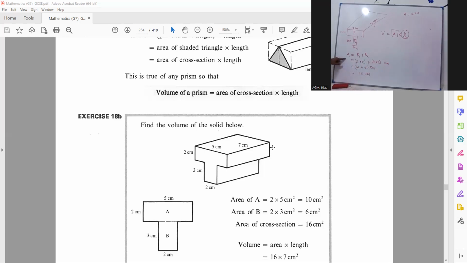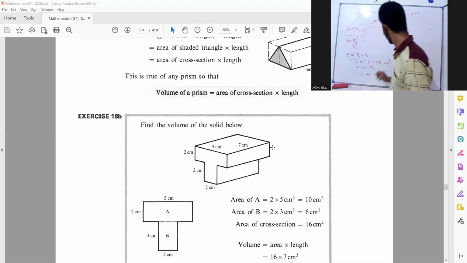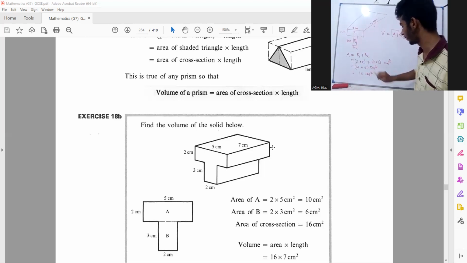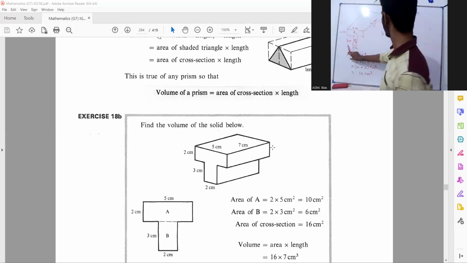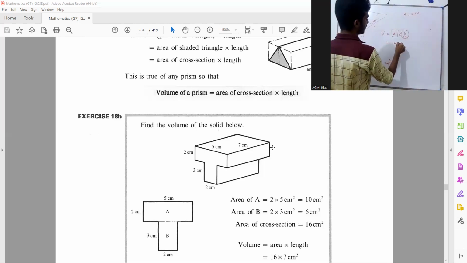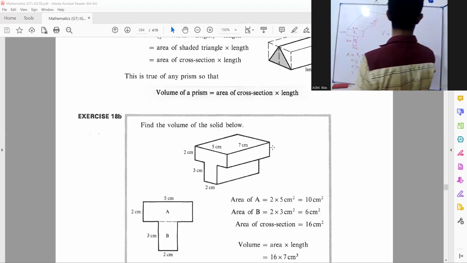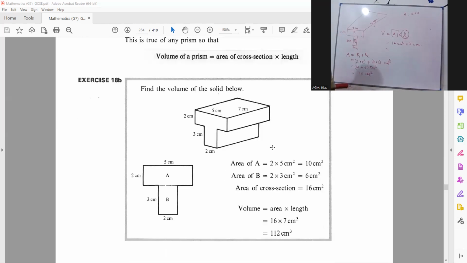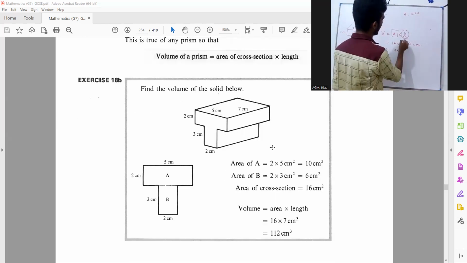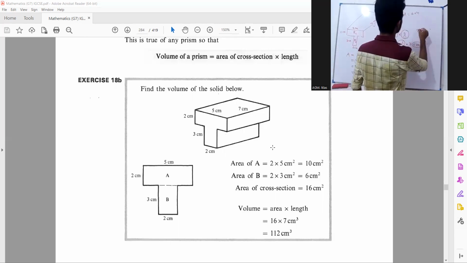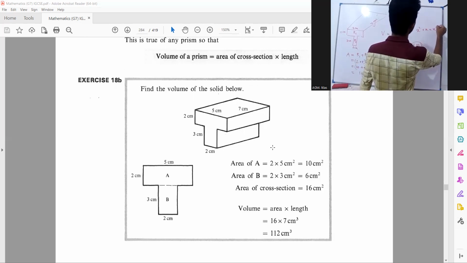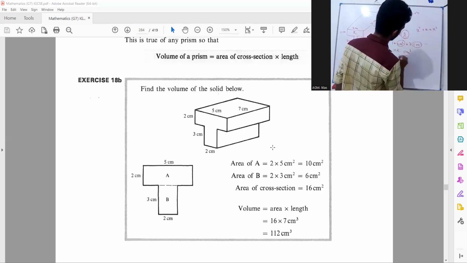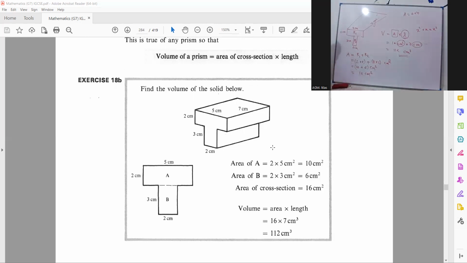So this is centimeter square, you end up with centimeter square, so you will be very clear. That is the area of cross section. So here 16 centimeter square into 7 centimeter. 16 into 7 is equal to 112. Again, centimeter square into centimeter: x square into x is equal to x cube. Likewise, centimeter cube. This is how we find the volume of these kinds of objects.